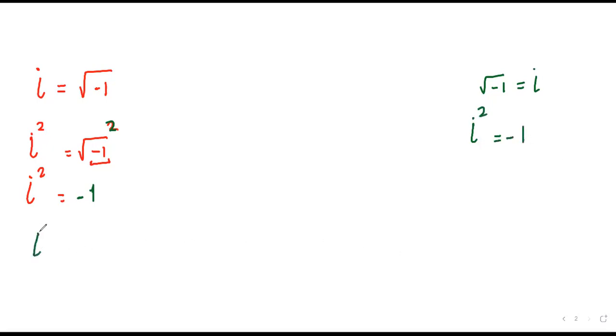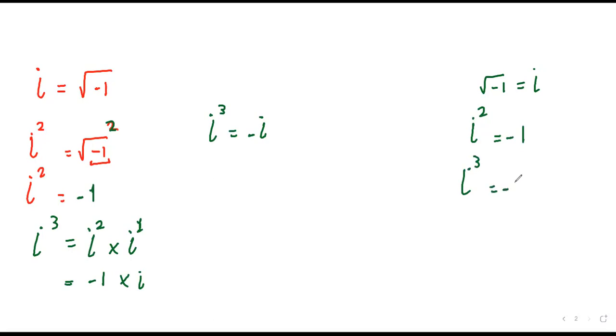What about i raised to the power of 3? We can write it as i squared times i. Because when multiplying like bases, i and i, we add powers. So i raised to the power of 2 and i raised to the power of 1. So i raised to the power of 2 is negative 1 multiplied by i. So i raised to the power of 3 equals negative i.